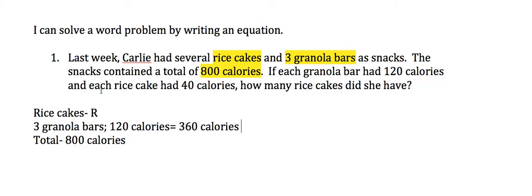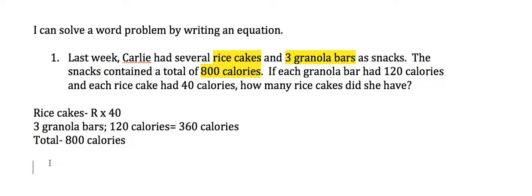It's a lot of good information. Okay? We also know that each rice cake had 40 calories. Okay? But what we don't know is how many rice cakes she ate. So here, we multiplied the number of granola bars times the calories. So up here, wouldn't you think we would do the same thing? The number of rice cakes, which is represented as R, times 40. Okay, we know our total is 800 calories.